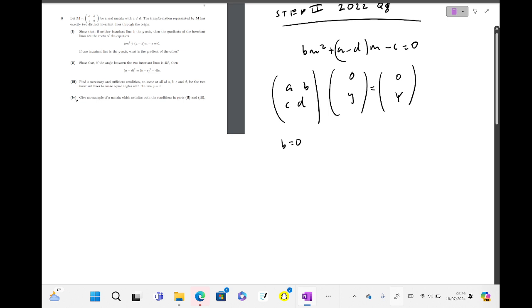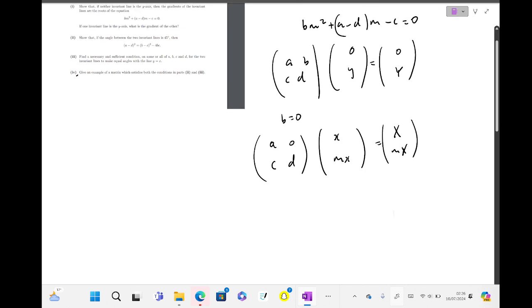So now we can rewrite this with a, 0, c, d times some point. Now because we're considering the other line, we can just write this as x, mx, and we do the exact same thing we did earlier, but we'll be discounting the b term because it's 0. So it'll be ax equals x and cx plus dmx equals mx. Substitute the big X in, we get cx plus dmx is equal to amx.